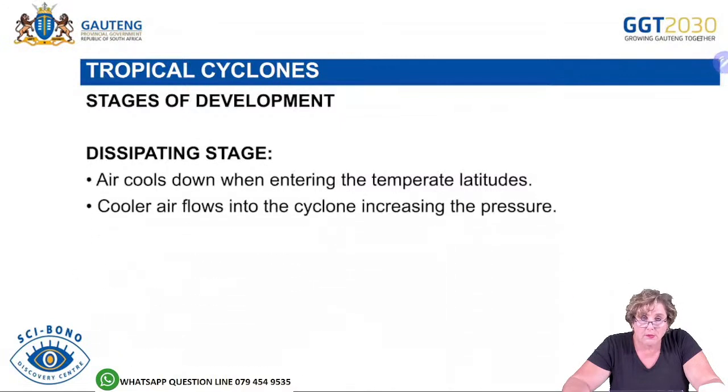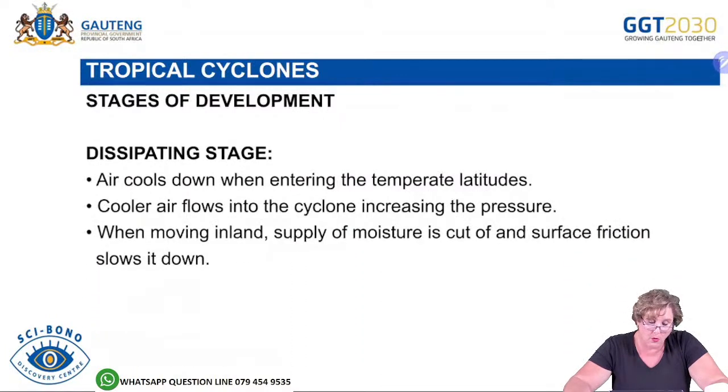So a tropical cyclone doesn't want cold air. Cooler air flows into the cyclone, and that's going to cause an increase in pressure. Then it's not a low pressure anymore.